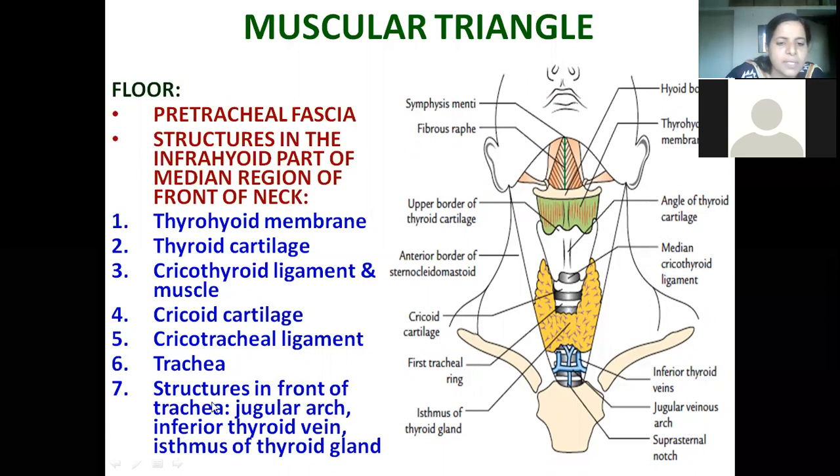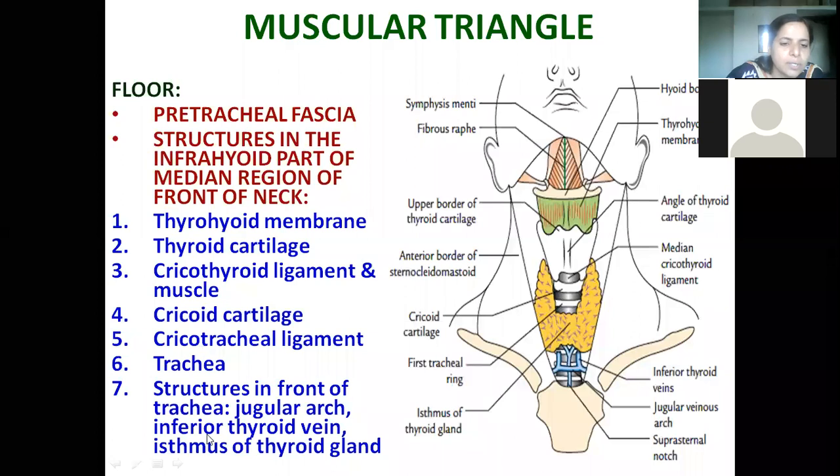Then structures in front of the trachea, you are finding this vein. What is this midline vein you are finding? So you are finding the jugular vein, isn't it? Then you are finding the inferior thyroid veins. Jugular venous arch, inferior thyroid vein, and this is the isthmus of the thyroid gland. Right lobe of thyroid gland, left lobe of thyroid gland, midline connection is the isthmus.